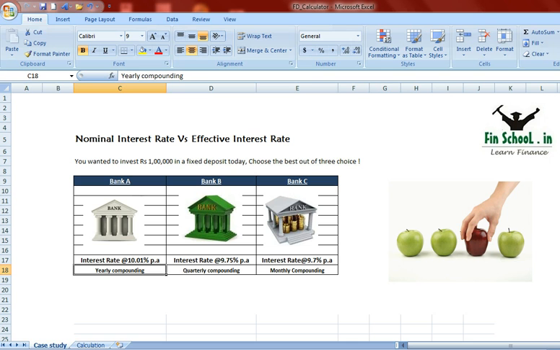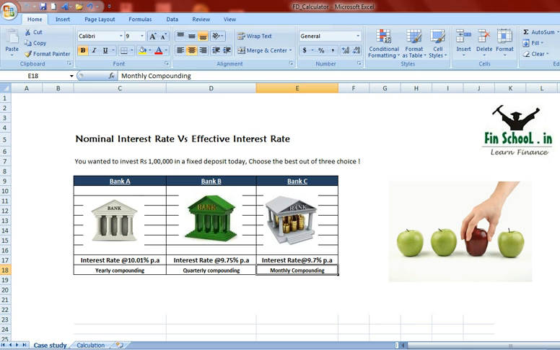Those factors are decided by the frequency of compounding. You can see the highlighted cells over here for all these three banks, where the compounding factor is different from one another. Bank A is coming with yearly compounding, Bank B is offering quarterly compounding, Bank C is offering monthly compounding. So always choosing the best interest rate offered by banks is like choosing the right apple from the basket of apples.